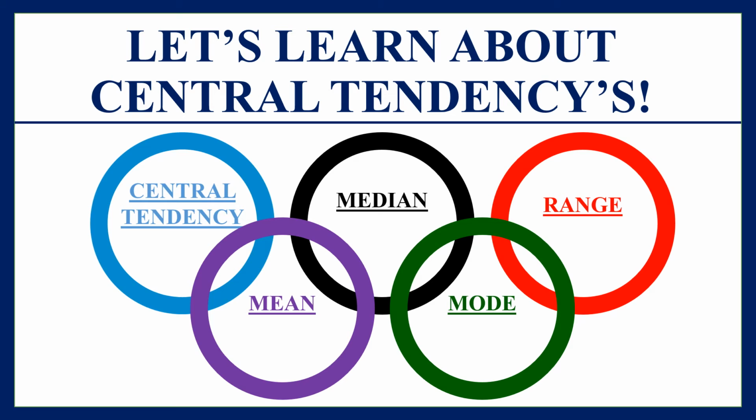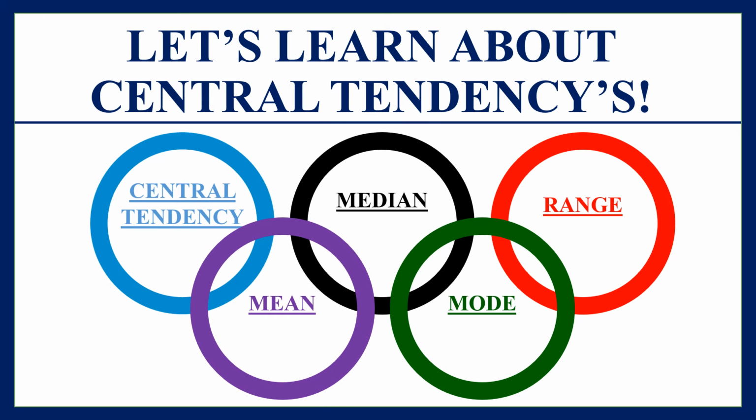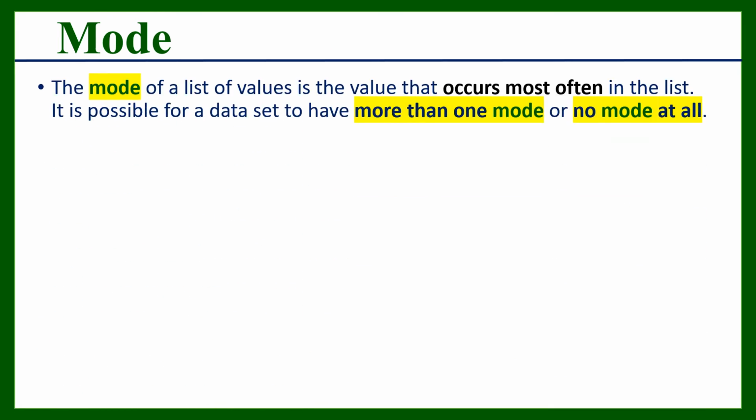So far we have discussed what a central tendency is, and the concepts of both median and mean. So now let's discuss mode. Mode. The mode of a list of values is the value that occurs most often in the list. It is possible for a data set to have more than one mode or no mode at all.